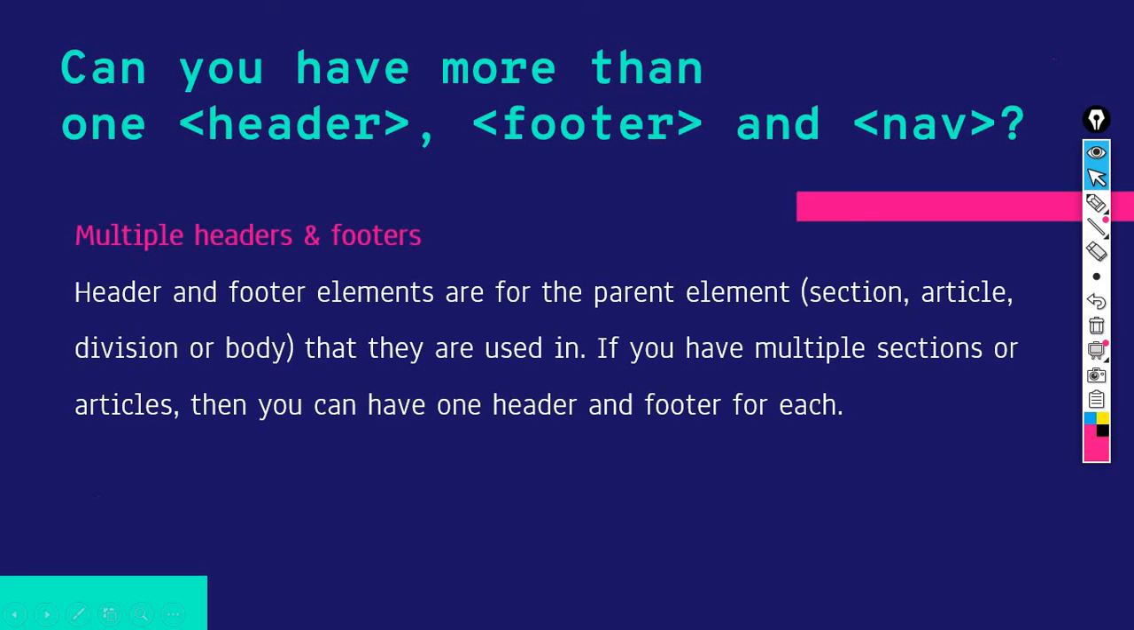Can you have more than one header, footer, and nav? There is a common misconception that a web page can only have one header at the start, one footer at the end, and one main navigation section to maneuver the site. Now, for multiple headers and footers: header and footer elements are for the parent element that they are used in. If you have multiple sections or articles, then you can have one header and footer for each.